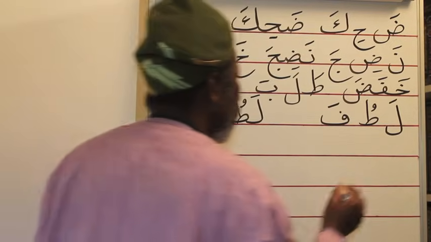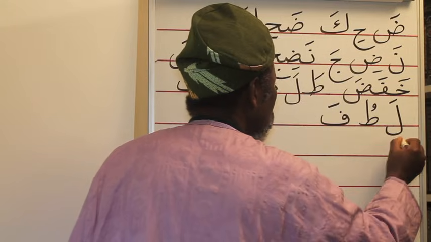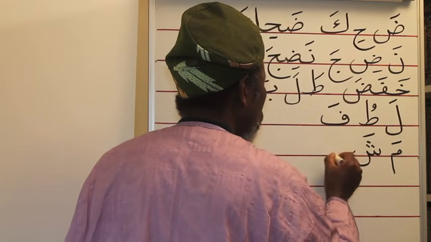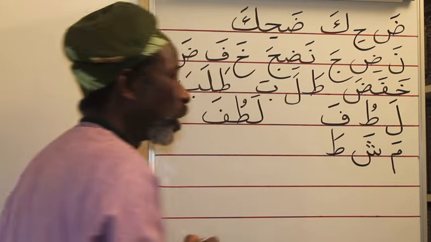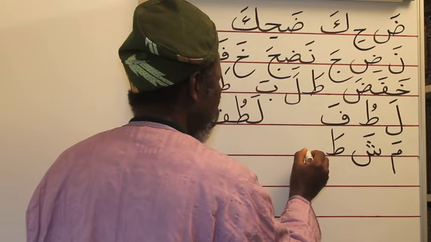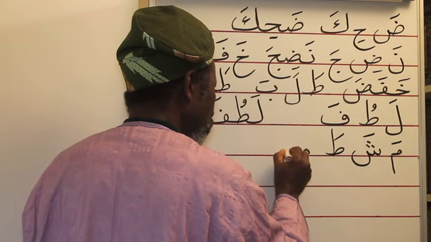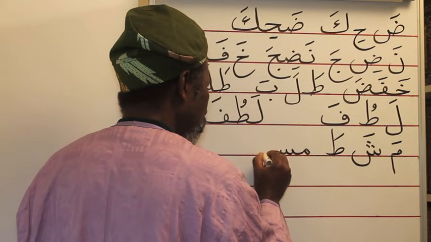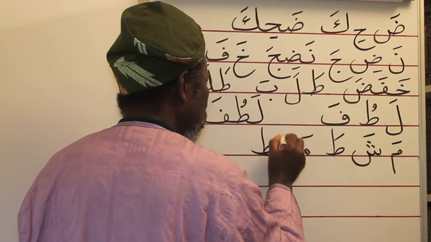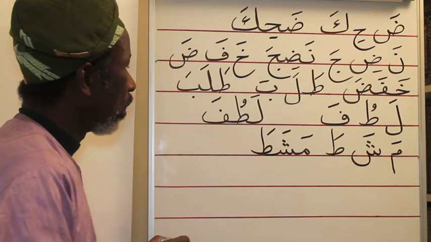Mashata. Ma. Sha. Ta. Mashata. Join. Go anti-clockwise with your mim in the join format. Ma. Sha. Ta. Mashata. Ma. Sha. Ta. Mashata.